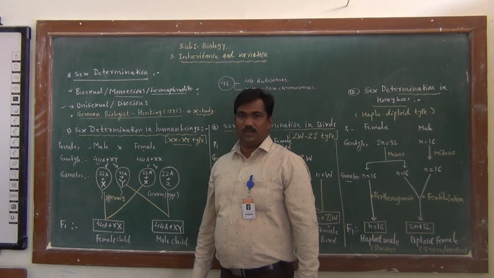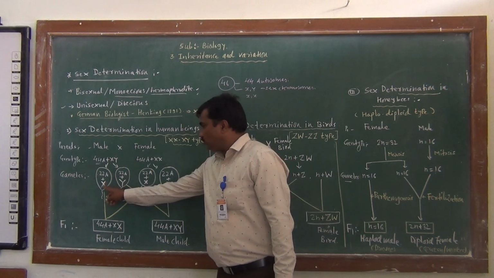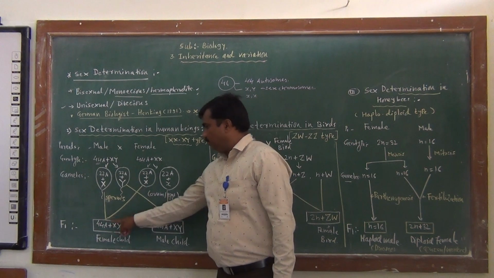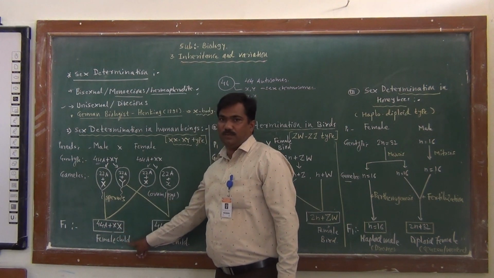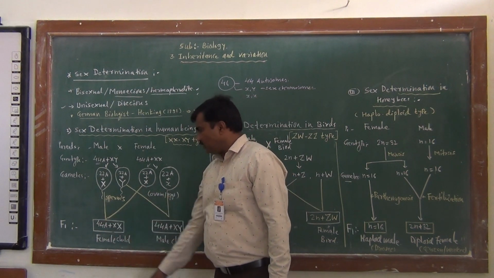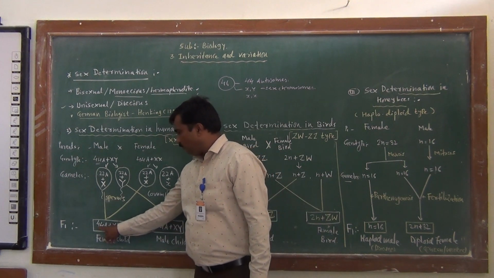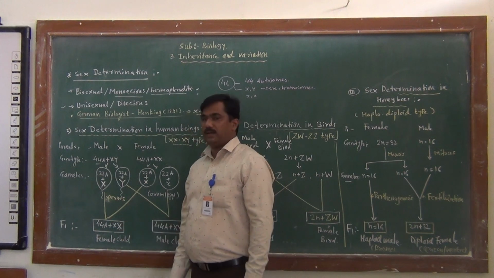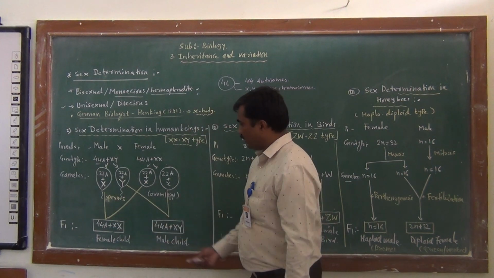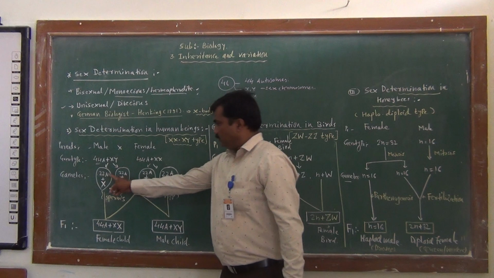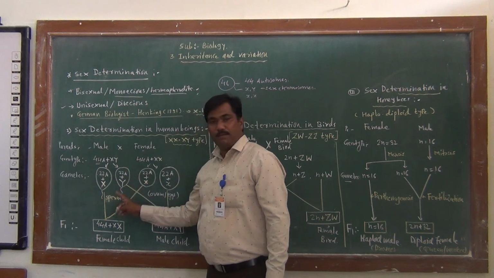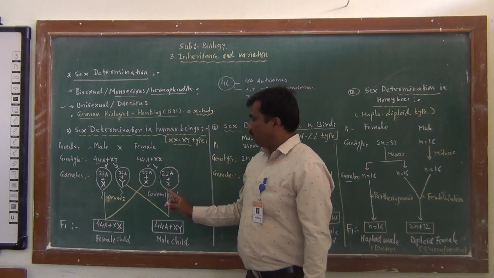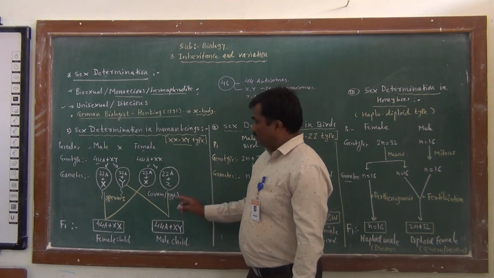During fertilization, if the X chromosome containing sperm fertilizes the egg, then a female child is formed. The genotype of this child is 44 autosomes plus XX. So the female child is formed. The male gametes and female gametes fuse, fertilize, form a zygote, and it grows into the female child.